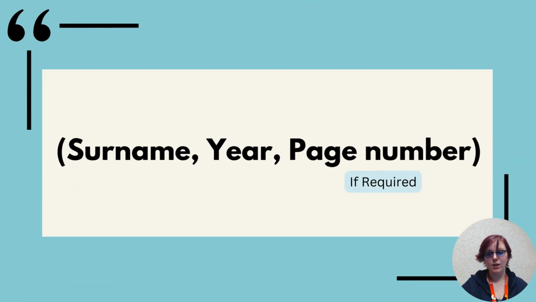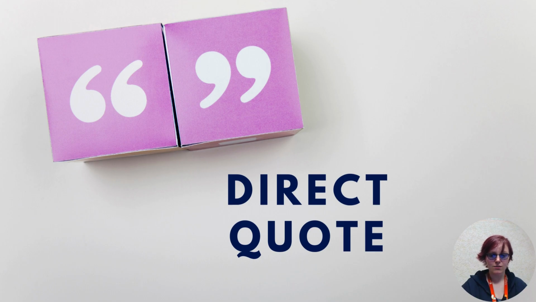So let's start by looking at what information you need for your in-text citation, which will be included in the main body of your assignment. Firstly, you need the surname of the author, the year of publication, and if you are referring to a specific page of a book, then you will need to include the page number, but that's not always required. And lastly, you need to put this in rounded brackets. There are different ways to include research in your own work. We will look at these next.